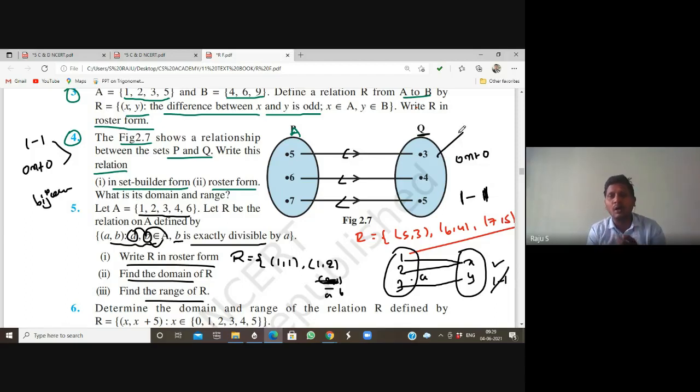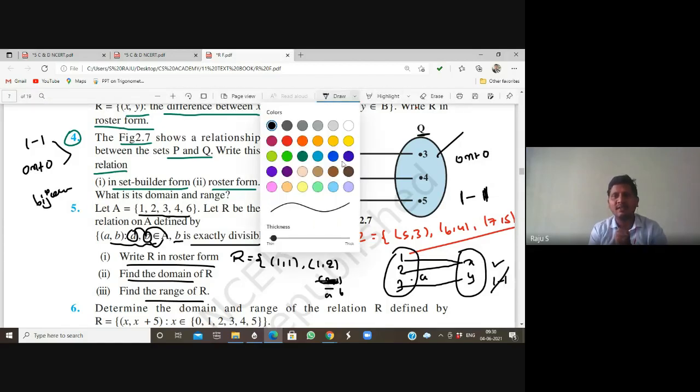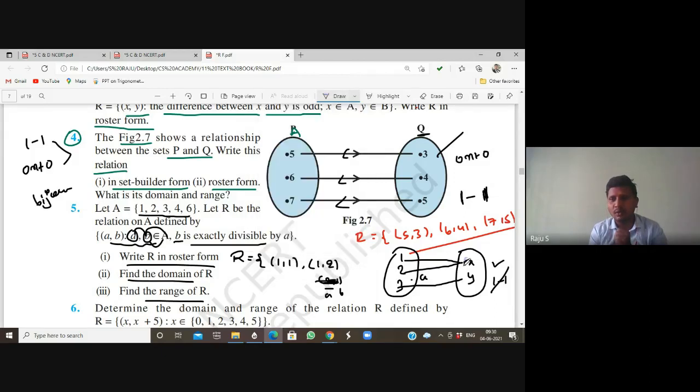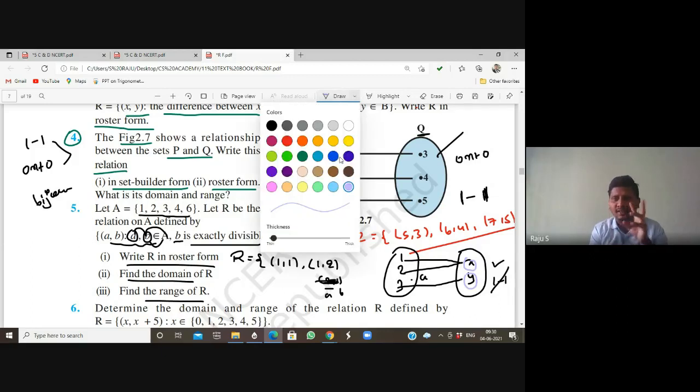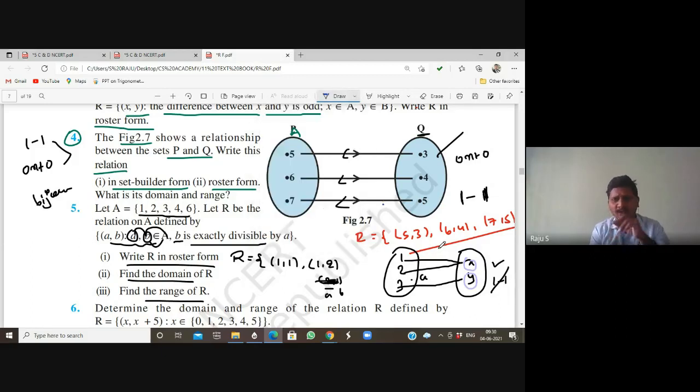This is onto also. But here, is it onto? Do all the elements have pre-images or not? Yes, sir, only two elements, X and Y, have pre-images. I'll explain very clearly. It is not in class 11, it belongs to class 12. So if I take, for example, Z here, is there any pre-image for Z? No, it is not onto.